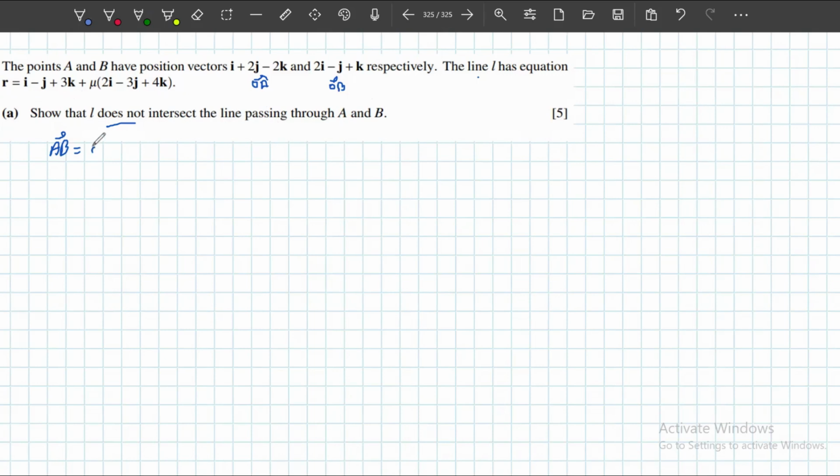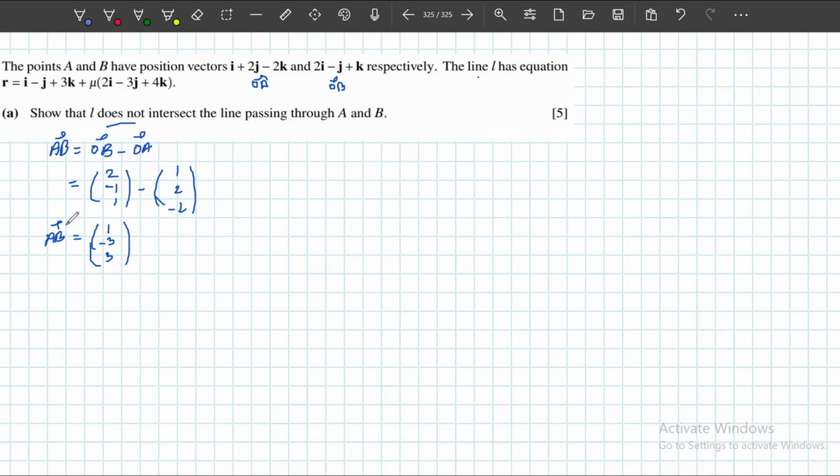is equal to OB minus OA, and OB is given, which is (2, -1, 1), and OA is (1, 2, -2), and we are looking for AB. So AB equals (2 minus 1, -1 minus 2, 1 minus -2), which is (1, -3, 3). So this is my required direction vector.